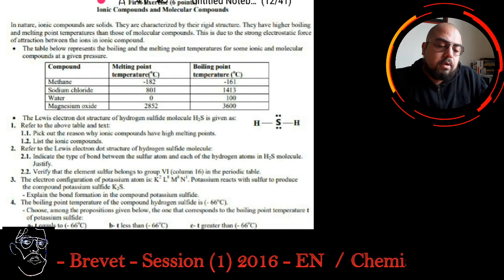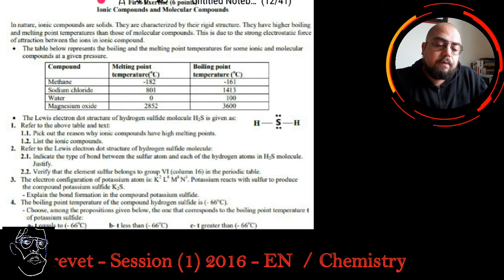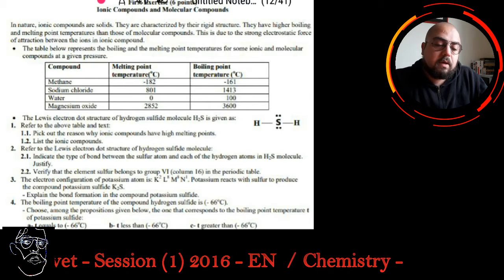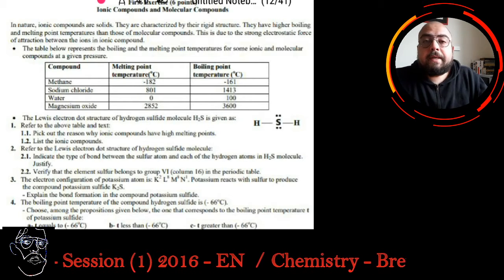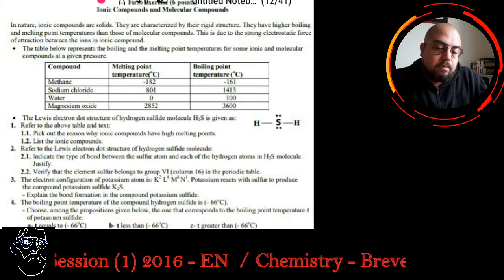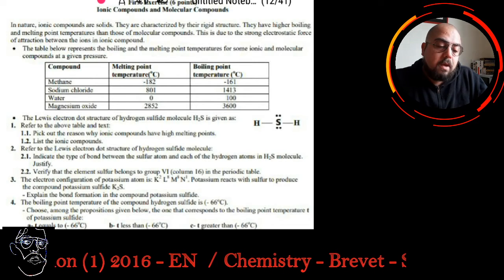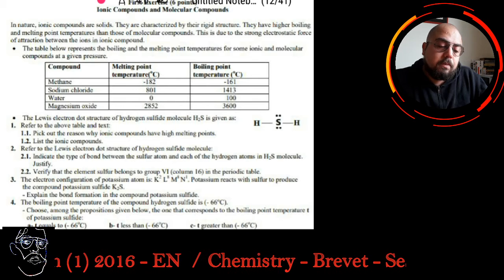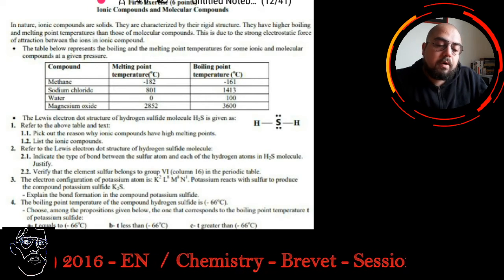The Lewis electron dot structure of hydrogen sulfide molecule H2S is given, as we have S linked with two bonds to two atoms of hydrogen. Refer to the above table and text. Pick out the reason why ionic compounds have higher melting points.